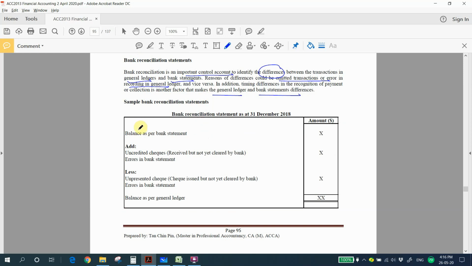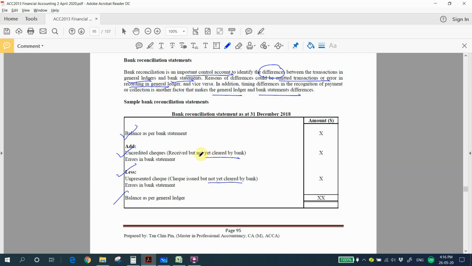So for the bank reconciliation statement, we will start from the balance as per bank statement. This is the amount from the bank statement, and we will add uncredited checks. Uncredited checks refer to checks received but not yet cleared by the bank, and some adjustment on the errors in the bank statement. We will less the unpresented checks, which are checks issued but not yet cleared by the bank, and also adjustment on the errors in the bank statement, and we get the balance as per general ledger.